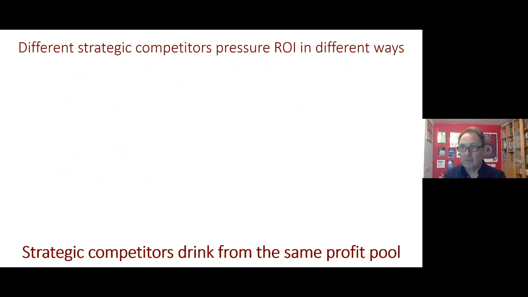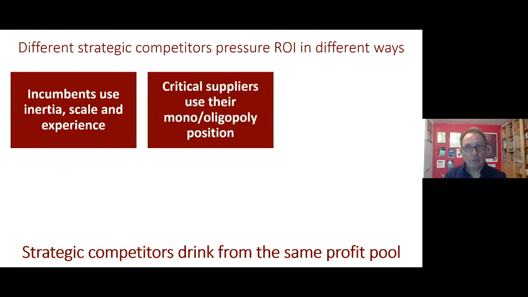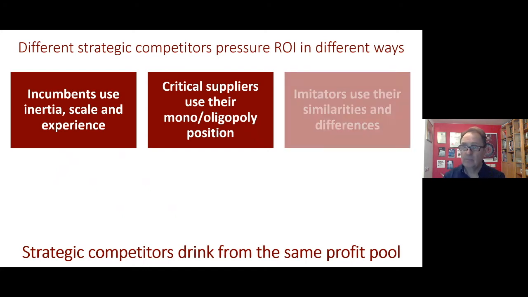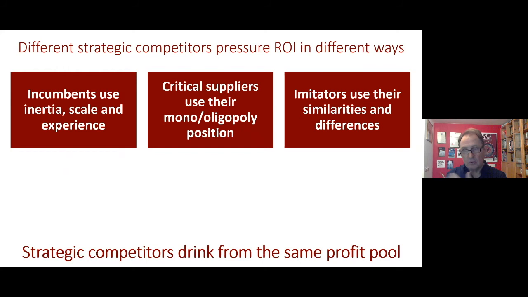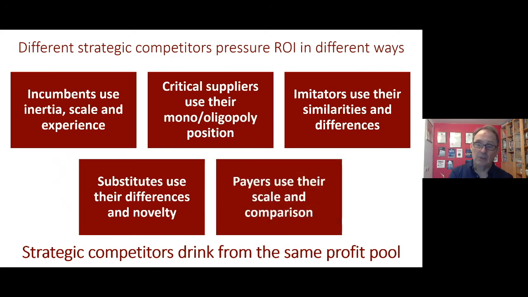How they drink from that profit pool varies according to their strengths and their capabilities. Incumbents have inertia on their side, scale, quite often experience. Critical suppliers quite often have a monopoly or an oligopoly type position. Imitators can point to the similarities with you because it reduces switching costs, for instance, but they point to small differences of advantage too. Substitute products quite often use their differences and point to the novelty of their approach. Peers use their scale and their comparison between similar products to trade people off against each other.